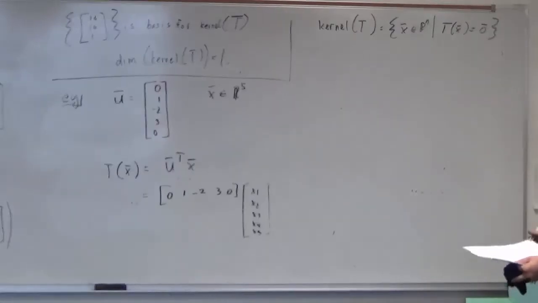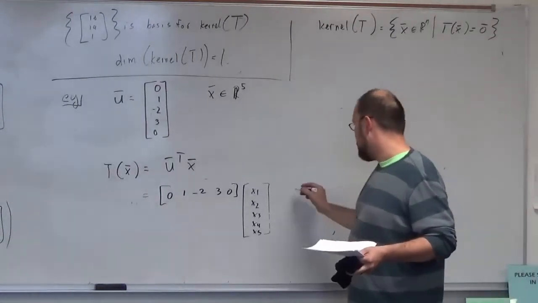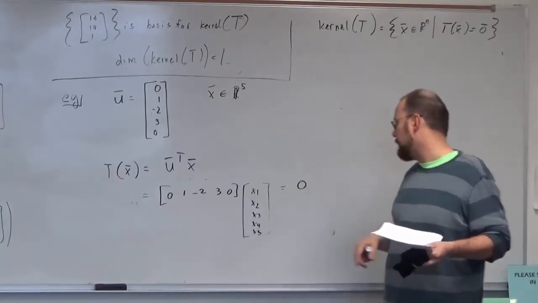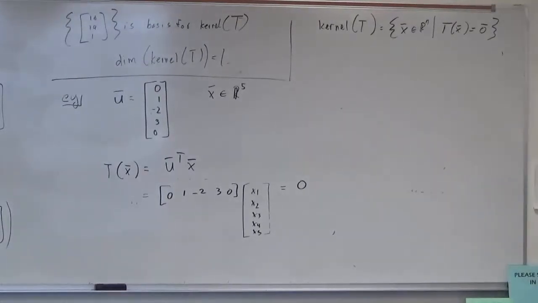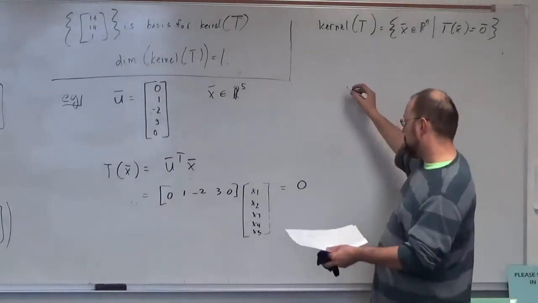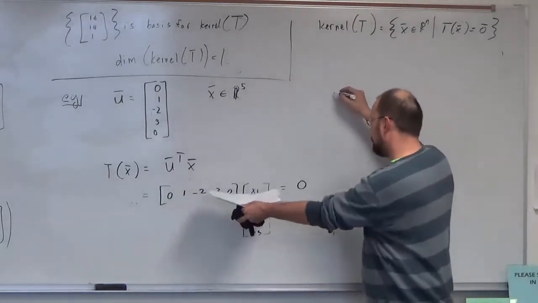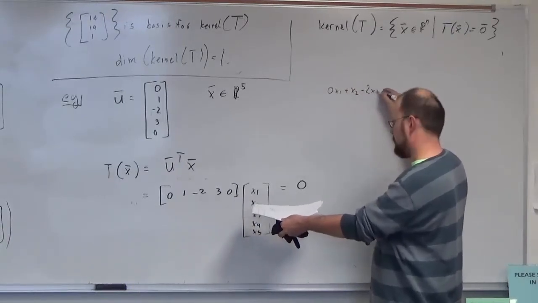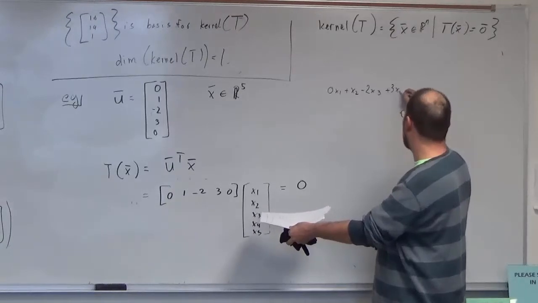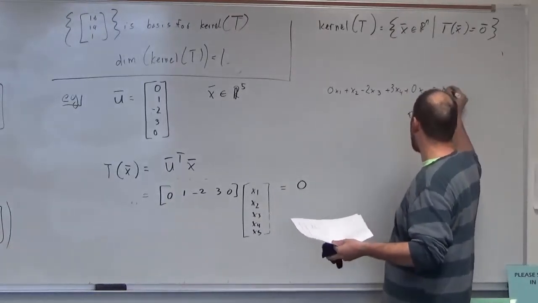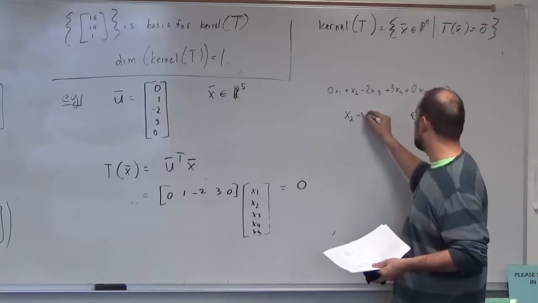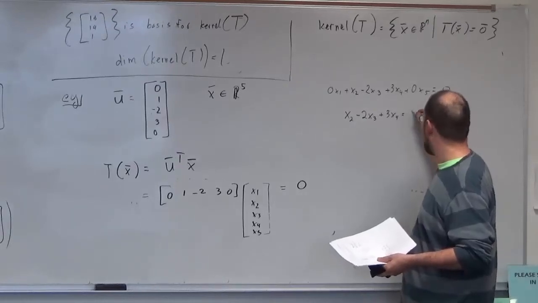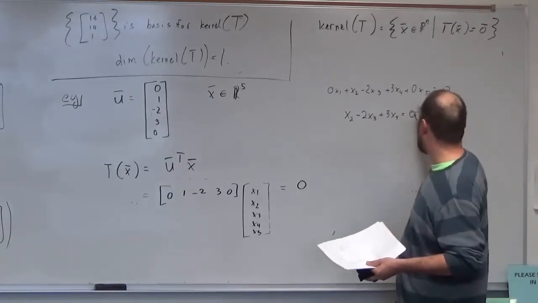Definition of kernel. Well, how would we solve this? If we set this transformation equal to 0, it's a 1-by-1 matrix, a number. We would be looking for solutions to this equation: 0 times x1 plus x2 minus 2x3 plus 3x4 plus 0 times x5 is 0. And we should recognize this is the equation of a plane in higher dimensions, right? This is a hyperplane.